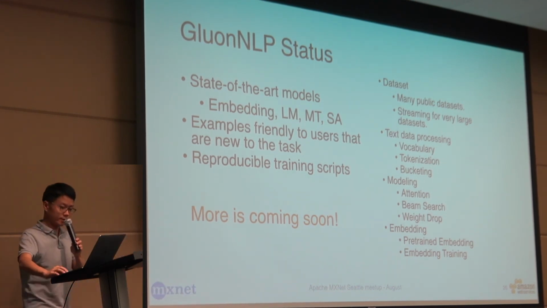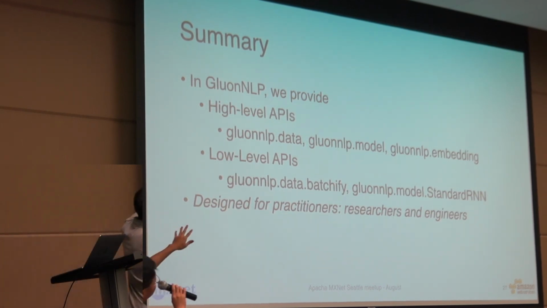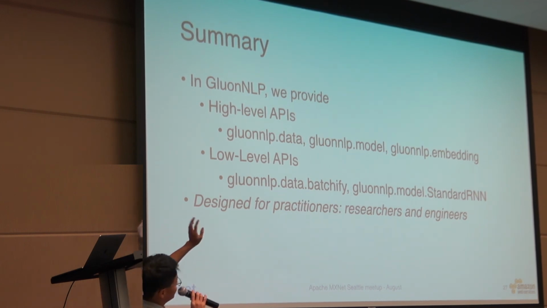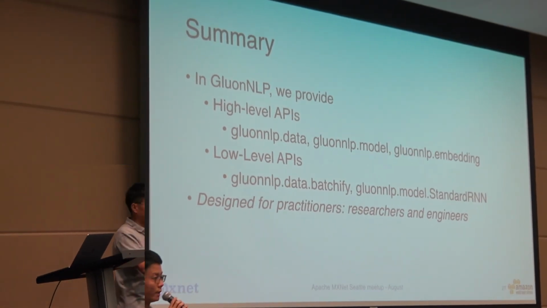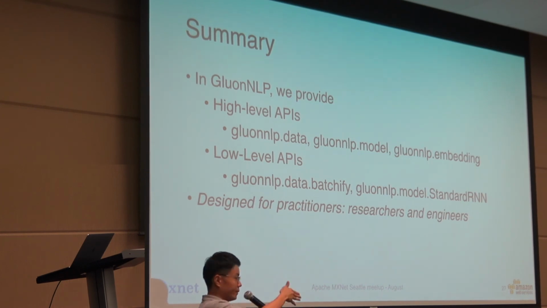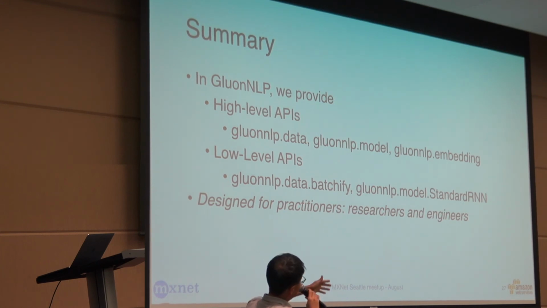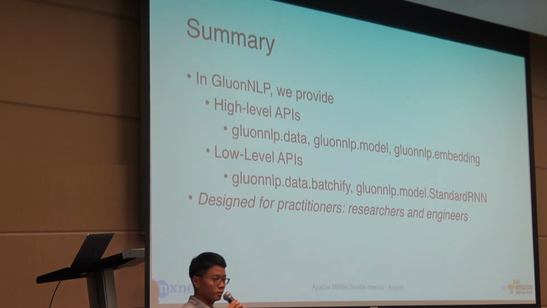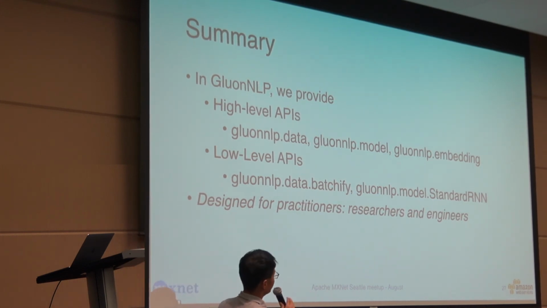but many more are still available if you go check our website. In summary, in GluonNLP we provide some high-level APIs for NLP tasks, for example GluonNLP.data.model.embedding. We also provide some low-level APIs, for example the GluonNLP data batchify, so you can easily batch your data and make it ready for training. And for the model zoo, we can directly load the model structure from the model zoo and use it for training.